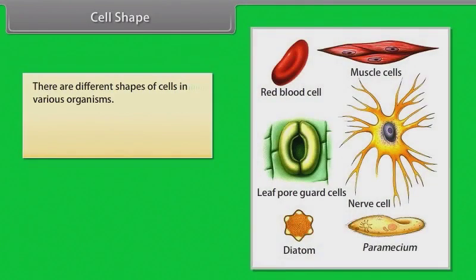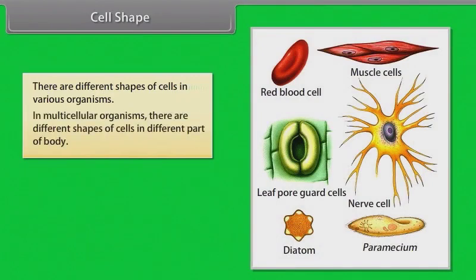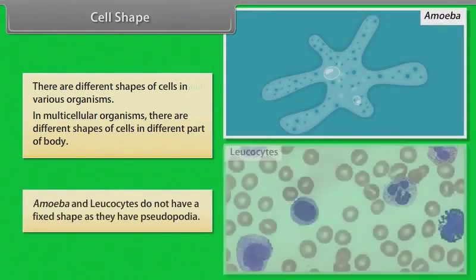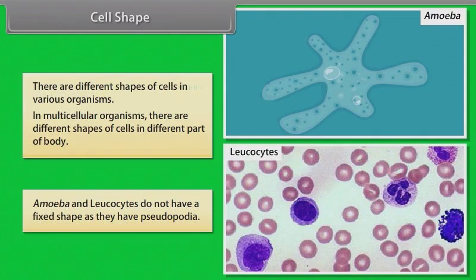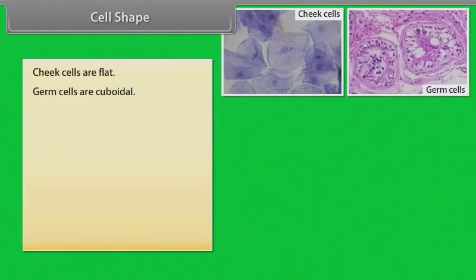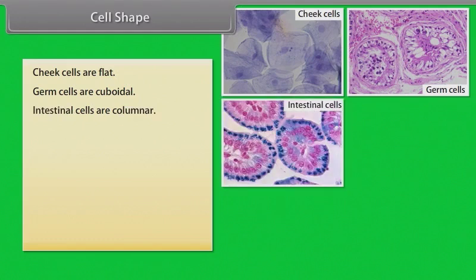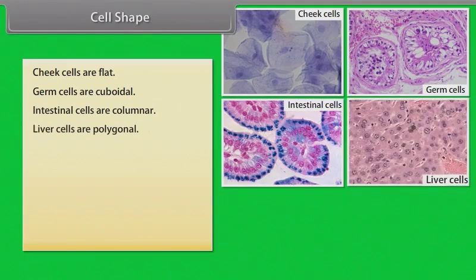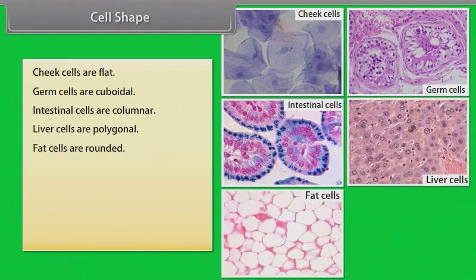Cell shape. There are different shapes of cells in various organisms. In multicellular organisms, there are different shapes of cells in different parts of the body. Amoeba and leukocytes do not have a fixed shape as they have pseudopodia. Cheek cells are flat. Germ cells are cuboidal. Intestinal cells are columnar. Liver cells are polygonal. Fat cells are rounded.